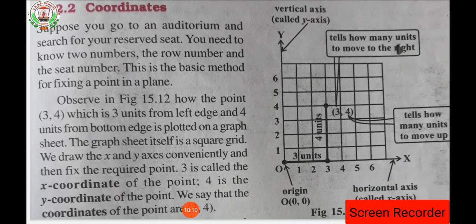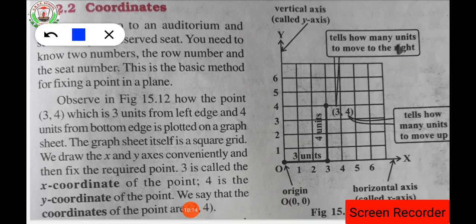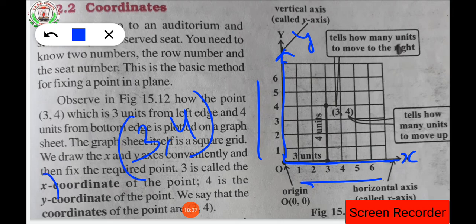Now what is to be done with these coordinates? This is the graph with the x axis and y axis. This is the x axis and this one is the y axis. Keeping the numbers 1, 2, 3, 4, 5, 6 here and also 1, 2, 3, 4, 5, 6 here, what are the coordinates we have? 3 and 4 are the coordinates of x and y.